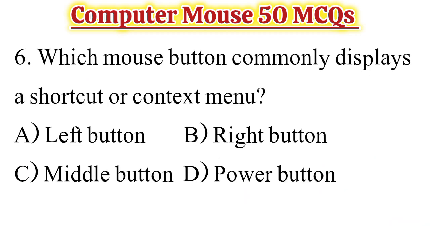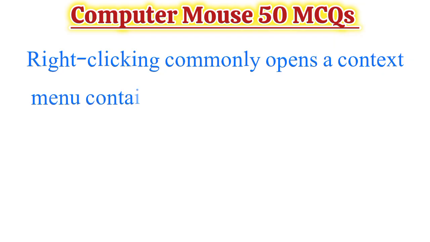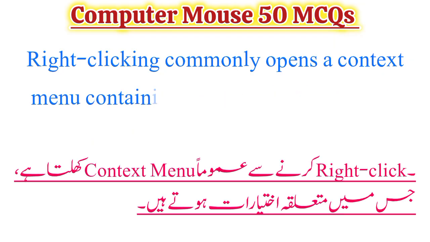6. Which mouse button commonly displays a shortcut or context menu? A. Left button. B. Right button. C. Middle button. D. Power button. Answer: B. Right button. Right-clicking commonly opens a context menu containing commands related to the selected item.